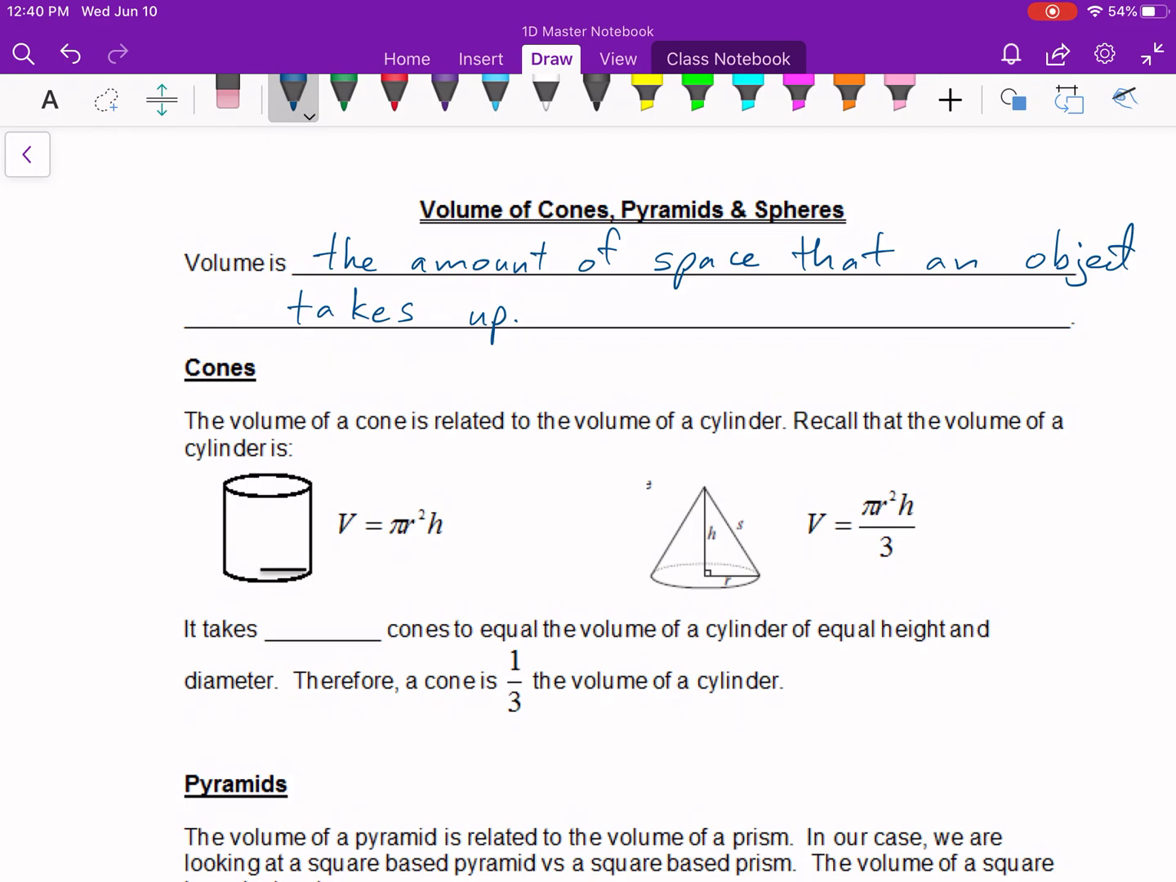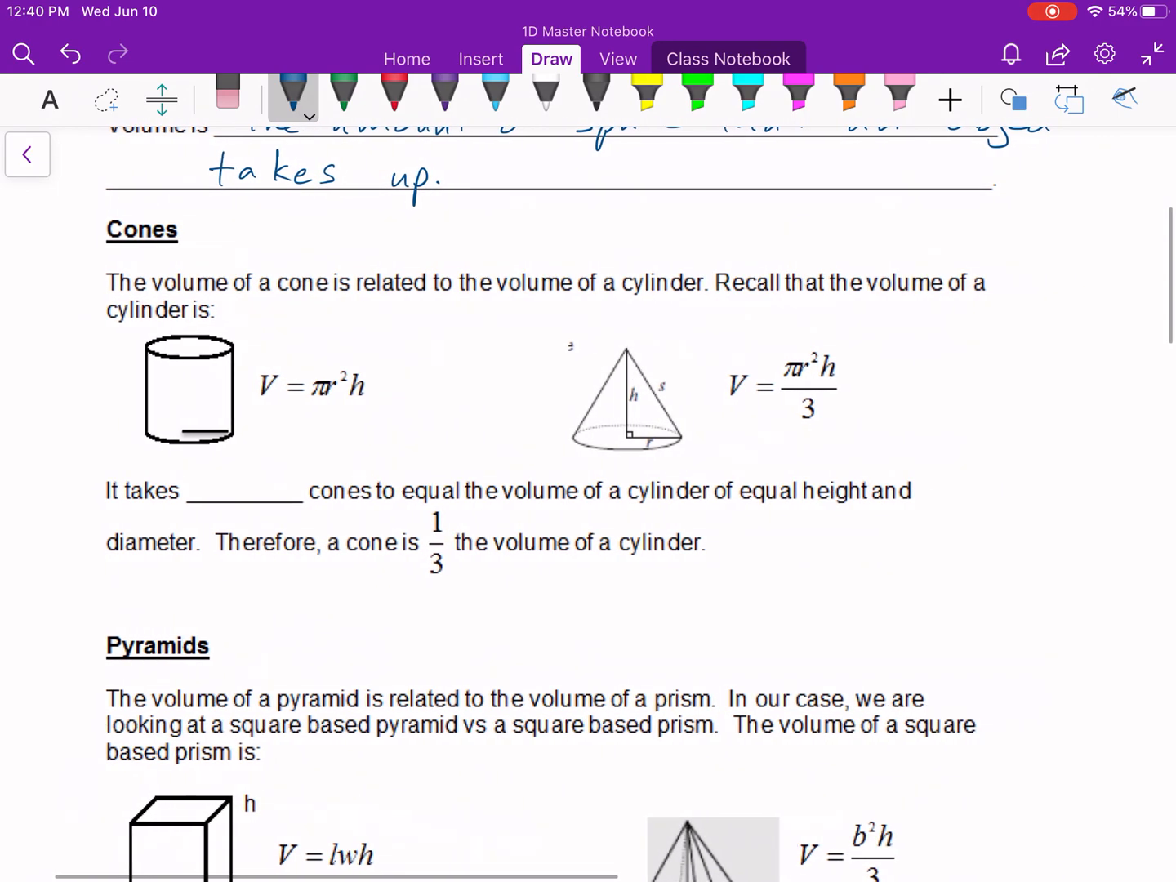But if you just look at it as how much space it is taking up, they go hand in hand. They're not exactly the same, but definitely you get that idea. So it doesn't have to be hollow, in other words. A tree trunk could have a volume. Any solid object you can think of can have a volume. It's just how much space is being displaced by it. Let's start by looking at cones.